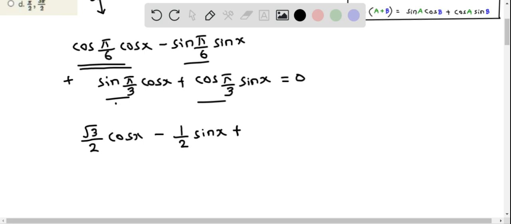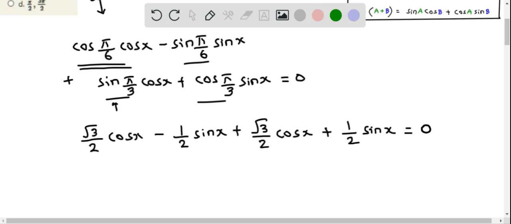plus we now put the value of sine pi by 3, and this is root 3 by 2. We then have cosine x, so multiply by cosine x, so it becomes root 3 by 2 cosine x plus cosine pi by 3, and this equals 1 by 2 times sine x equals 0. So let's see if we have some like terms and we can add or subtract them. We see that we have a positive half sin x. We also have negative half sin x.